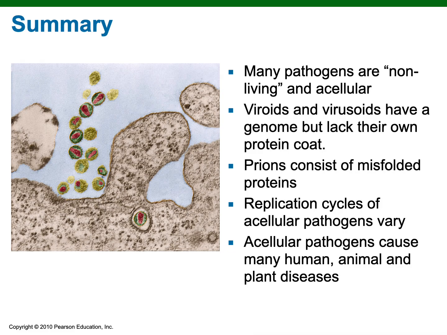And we have some additional types of non-living acellular pathogens, viroids and virusoids. Those have a genome but lack any protein. Prions themselves consist of misfolded proteins and nothing else. There is no genome associated. These have various replication cycles. We don't call it reproduction, but it's replication because these are really chemicals. And so some of these are causing plant and human disease and animal diseases.